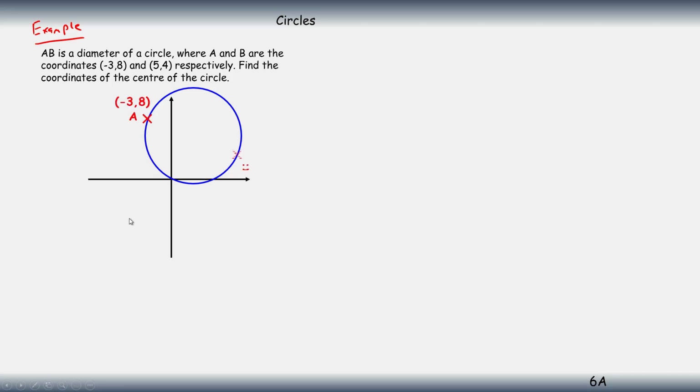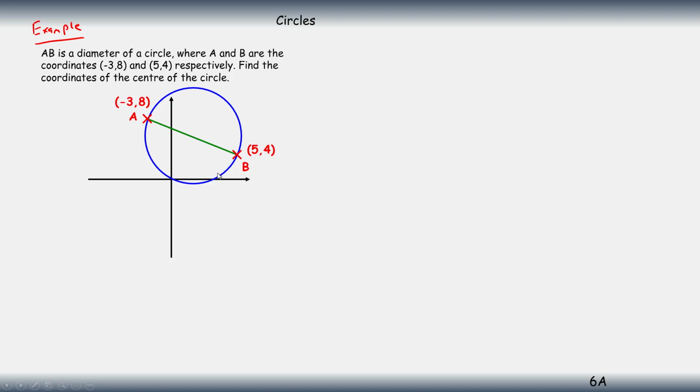Okay, for this example, we got AB is the diameter of a circle. A and B have coordinates -3, 8, and 5, 4 respectively. Find the coordinates of the center of the circle. So if they're the diameter, then halfway between those 2 points is the center of our circle. So we just got to find the midpoint of those 2. If we sketch it, it's clearer. There's our circle. That's point A, -3, 8, and that's point B, 5, 4. And the coordinates we're looking for in the middle is the center.